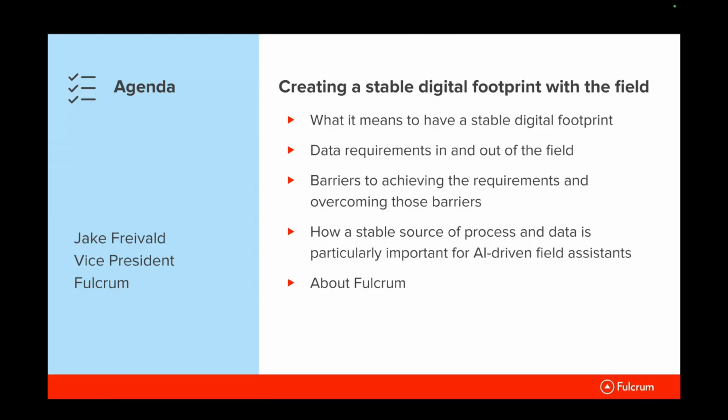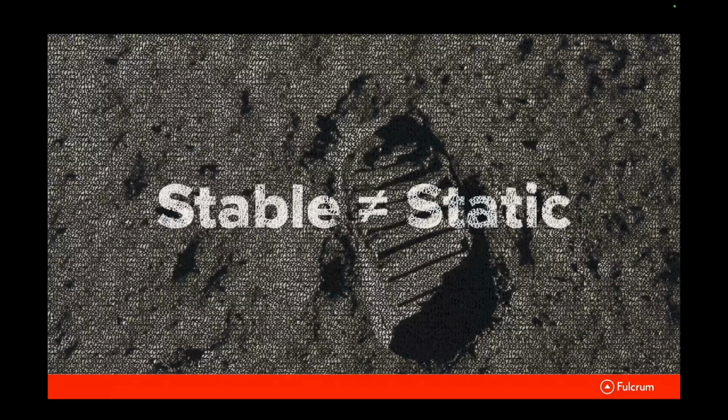So the first thing I'd like to note when we talk about the digital footprint that we're dealing with, when we say stable, that doesn't mean static. I don't know if you can see this, but the image is of the footprint on the moon. That's a very, very stable footprint that probably hasn't changed and probably won't for a very long time because there's no air blowing on it.